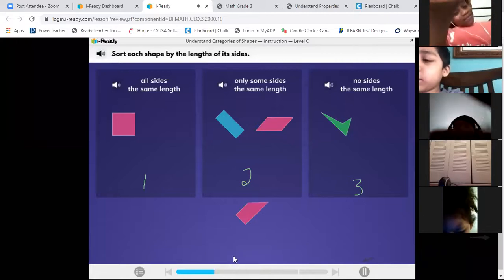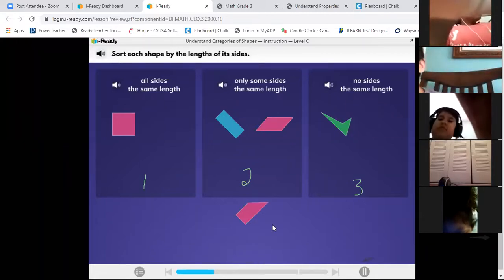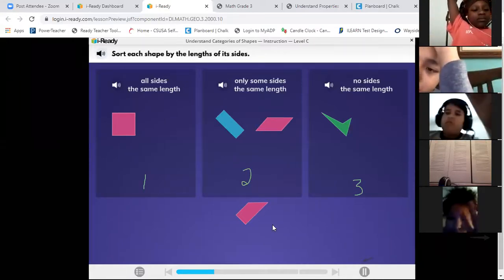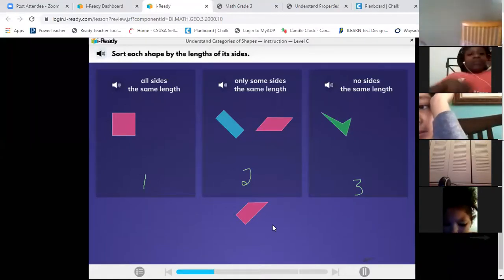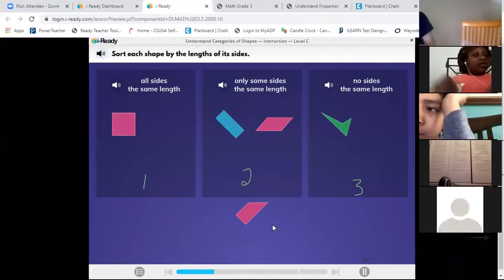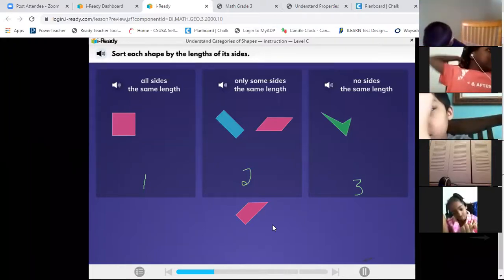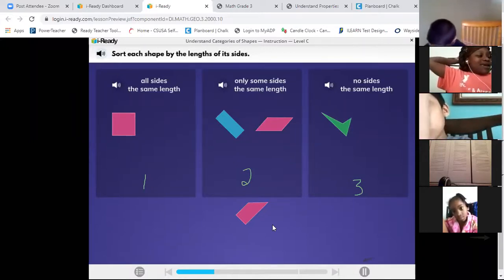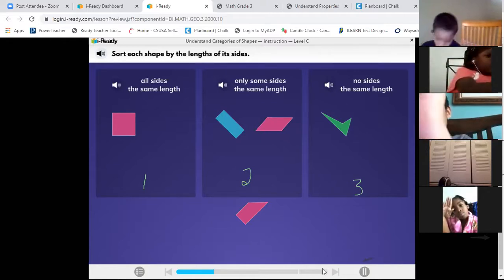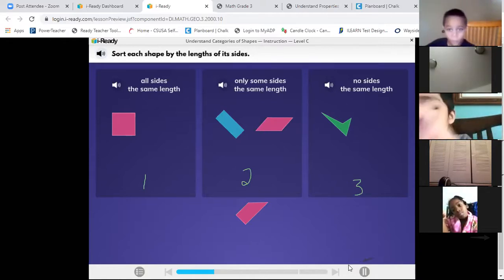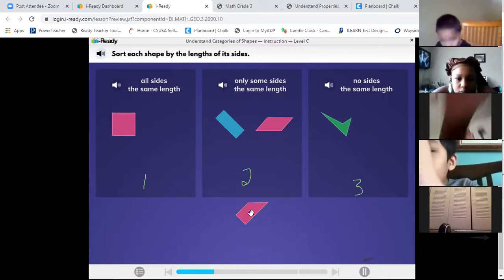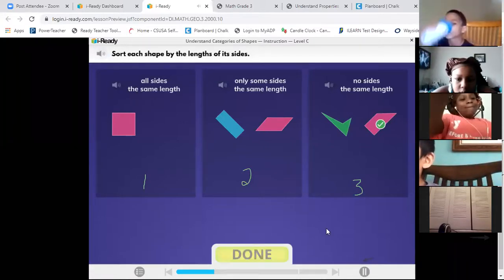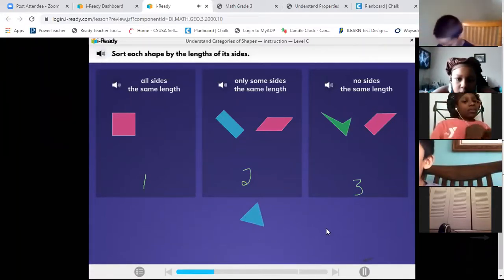What about this trapezoid? We haven't heard from, let's see, is Elena on here? I think she joined later. Yep, she is. Okay, we have not heard from her today. Elena, where does this one go, honey? I think that goes in box number 3. No sides the same length. All right, let's check. All right, perfect.